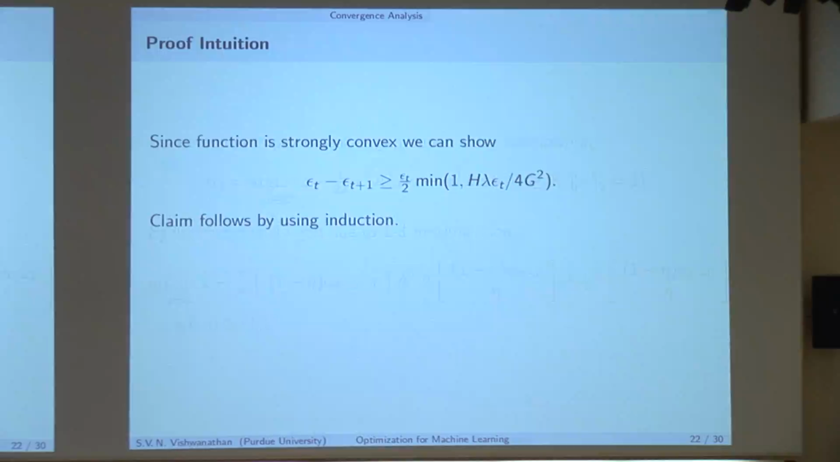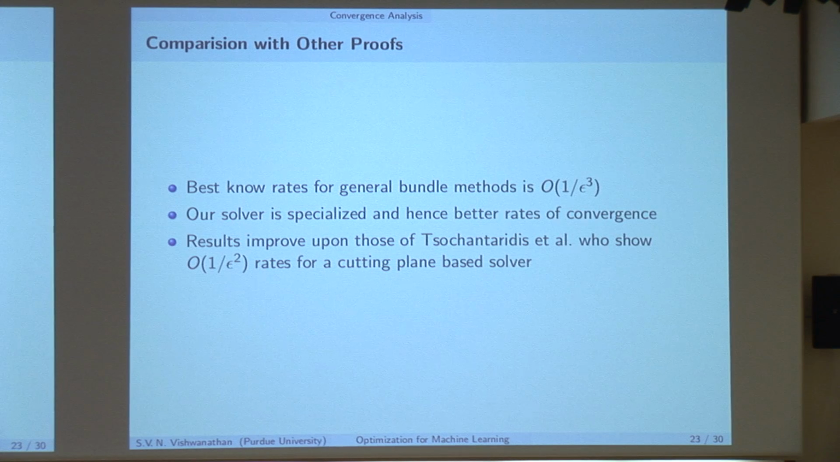Good. So now, and this is a plug, just to give you some context, the best known rates that I know of for bundle methods is roughly order 1 over epsilon cubed by QVL. But in our case, you have to remember that the solver we are using is a specialized solver, so it is not a general purpose black box. You cannot throw a general purpose black box objective function at it. It has to be a regularized risk minimization problem. So therefore, you can actually get better rates of convergence.